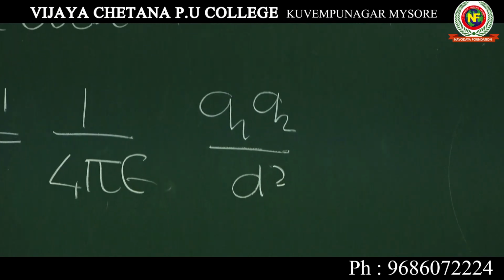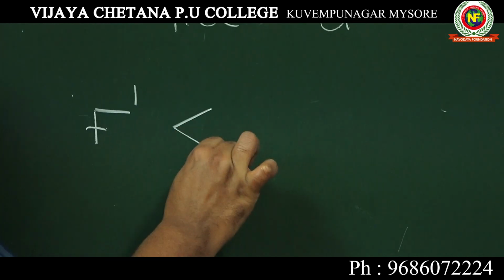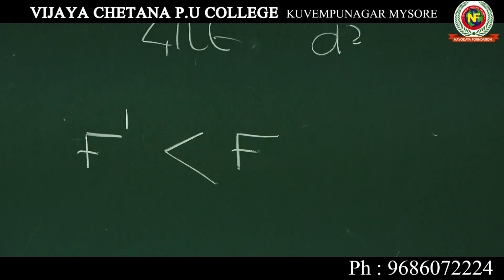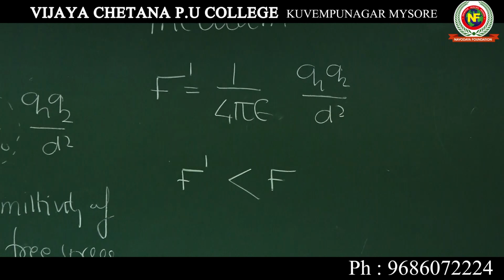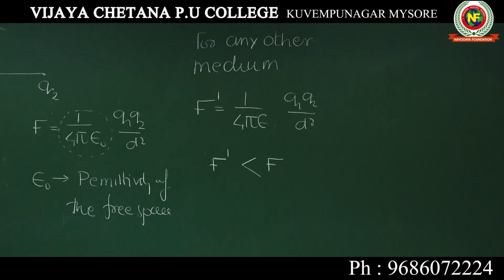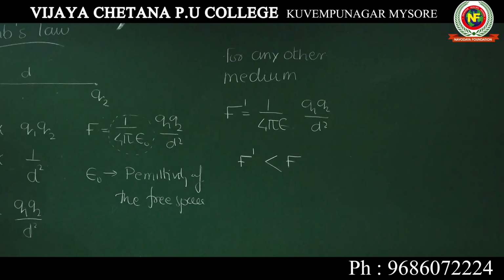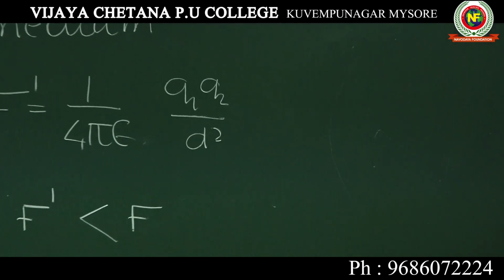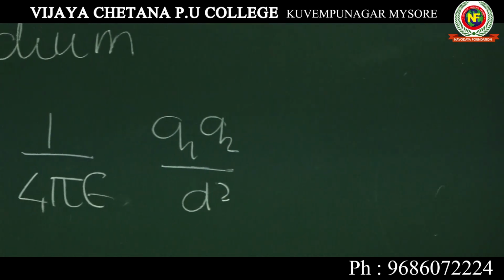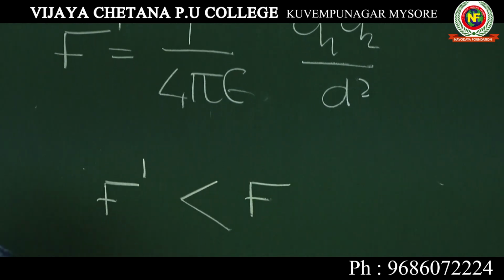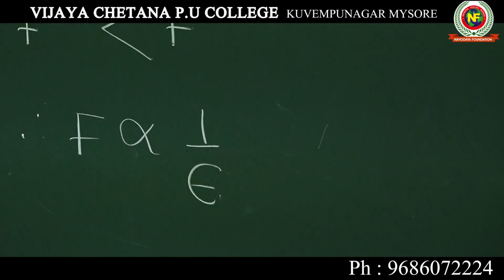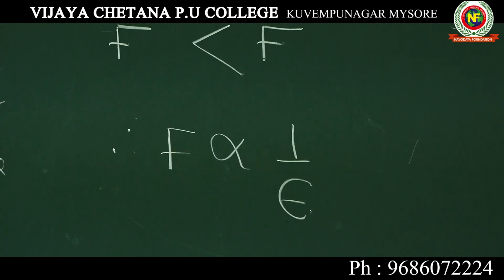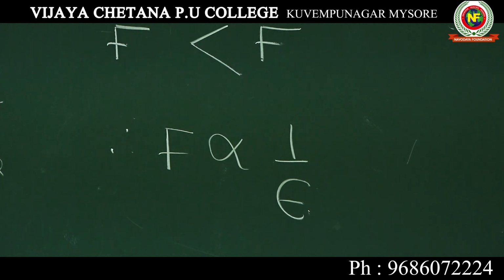Most important, force in any medium is always less than force in air or vacuum. The maximum force between two charges you will be able to notice only in vacuum. Important. Therefore, you can understand one fact here: force varies inversely with the permittivity. So for a particular medium, if the permittivity is large, then force is always small. If permittivity is small, then force is large.